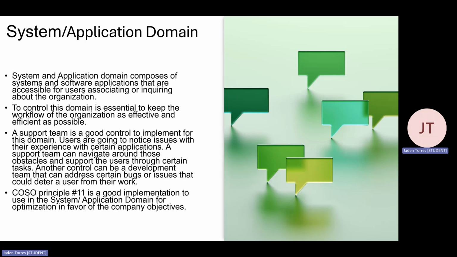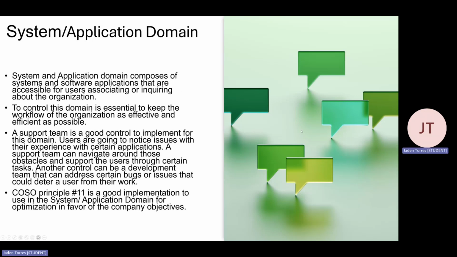A COSO principle that I found to be in line with the system and application domain is principle number 11, which falls under the control activities COSO pillar. Principle number 11 states that the company establishes control activities over the technology in line with the company's objectives. I believe this is a good principle to implement into this domain because it is using the system and application domain for optimization in favor of the company's objectives.